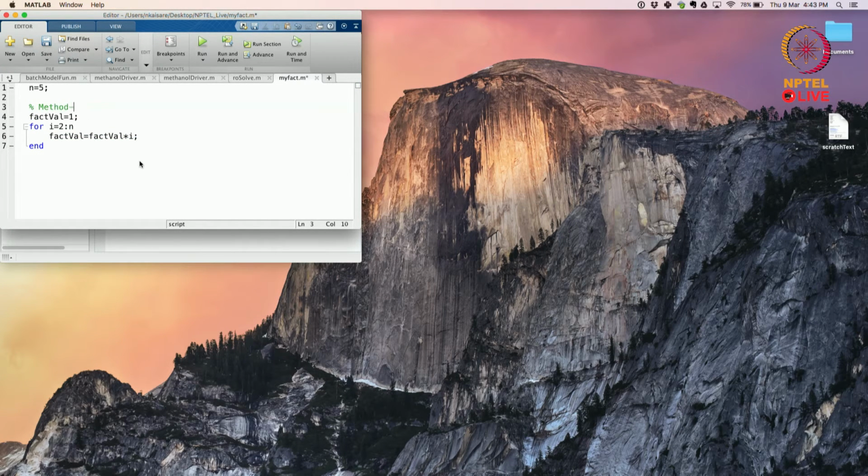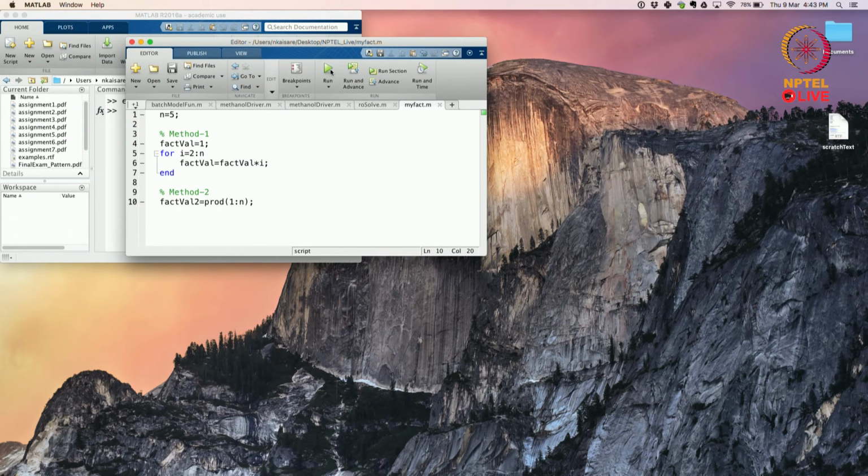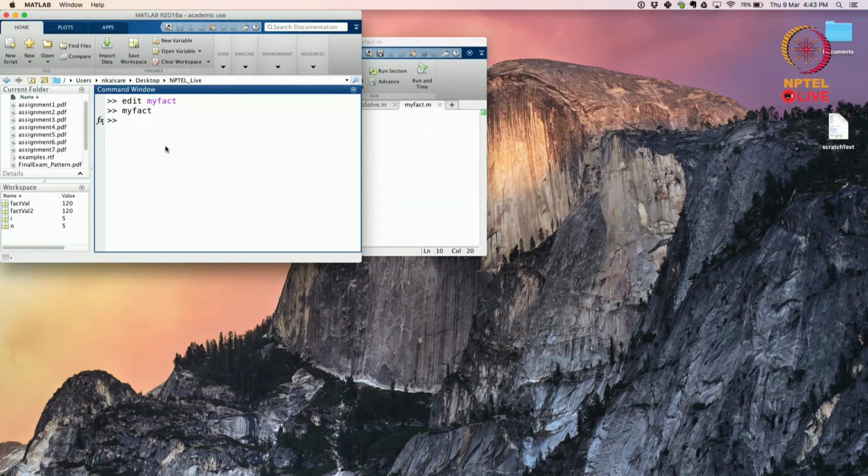This is exactly what one of you has asked in your question. Method 2: fact val 2 equal to prod(1:n). Okay, you can run this and get the values. You can see fact val is 120, fact val 2 is also equal to 120.